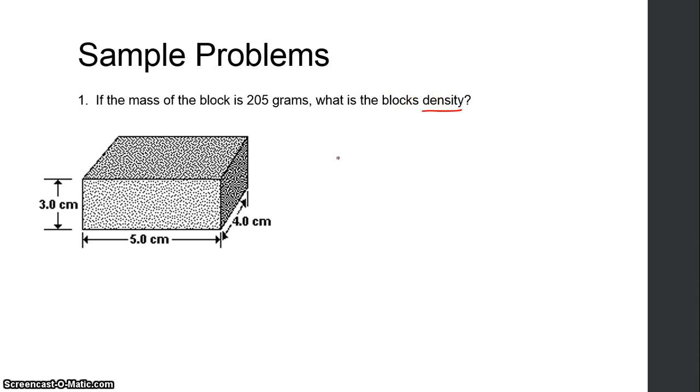Whenever you get one of these problems, we're going to learn a lot of formulas this year, so write out the formula for the equation that you would have to use. Right away we know that we're going to be using the density equation. We know we're going to need at least two of these variables in order to solve the problem. The problem tells us that the mass of the block is 205 grams, so write out each one that you know. So we know mass equals 205 grams.